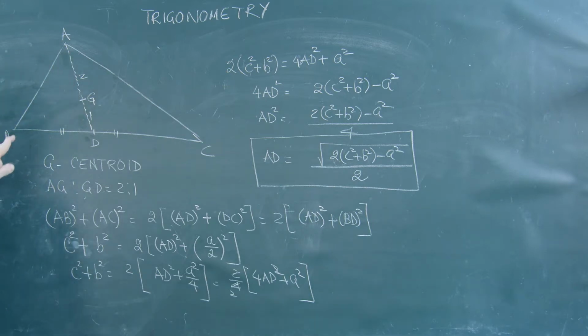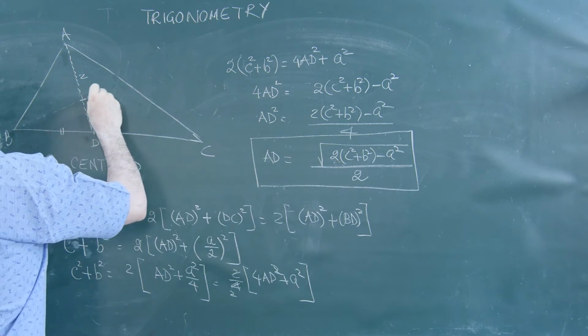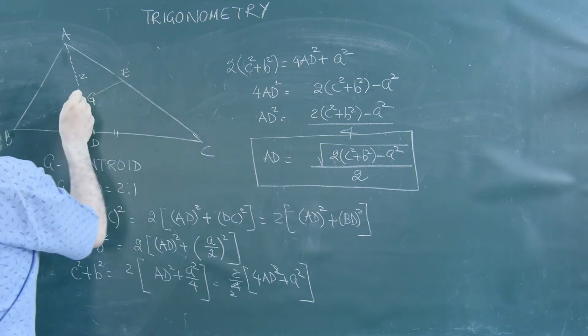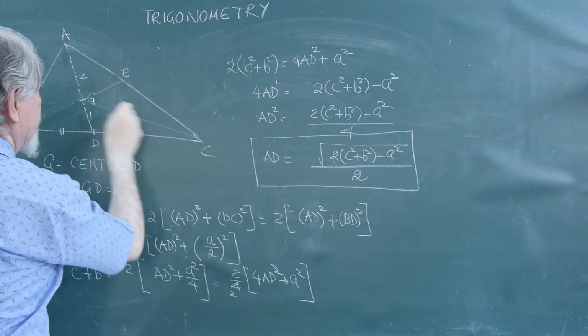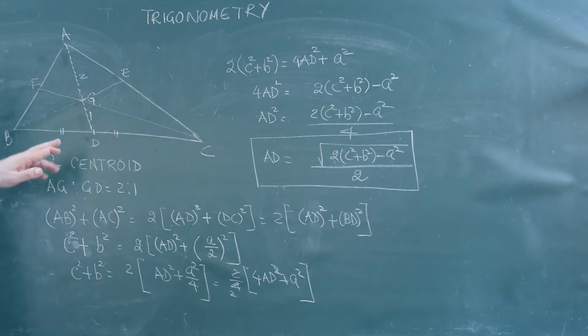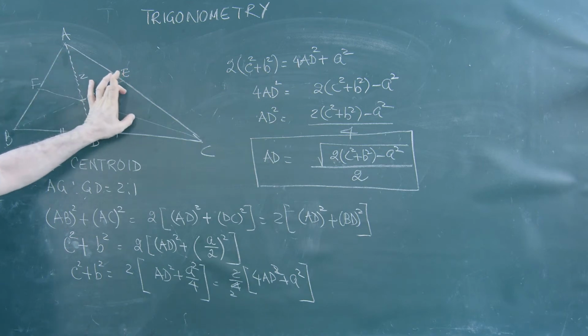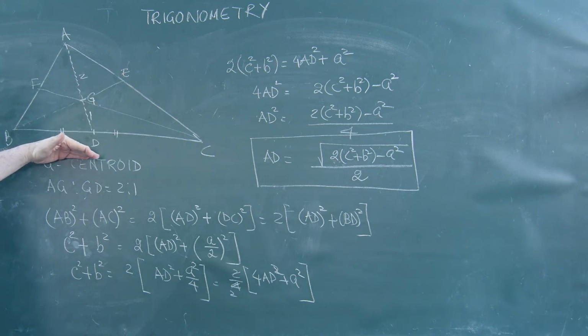Similarly, if I join B to E, then I get E as the midpoint here, and if I join C to F, I get F as the midpoint. So in each case I can calculate the median. Like AD is the median, equal to under root 2 of C square plus B square minus A square upon 2.